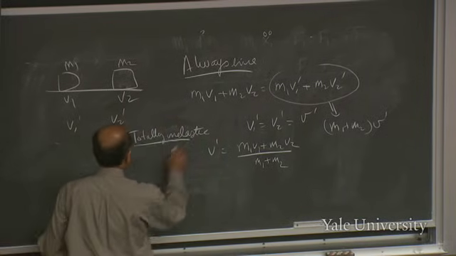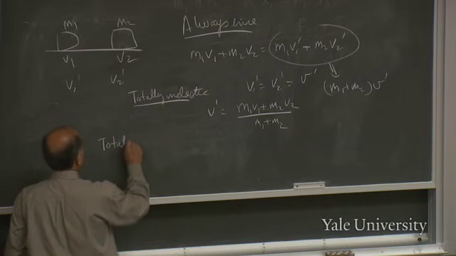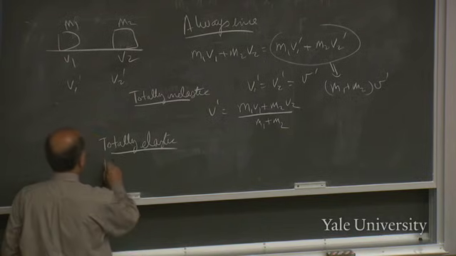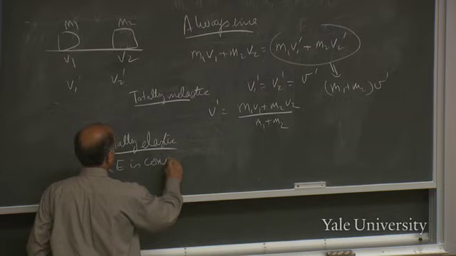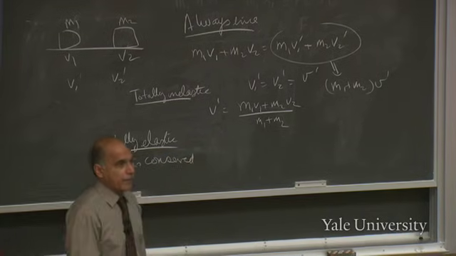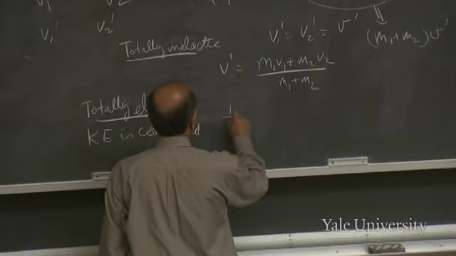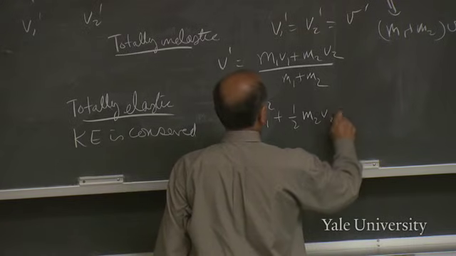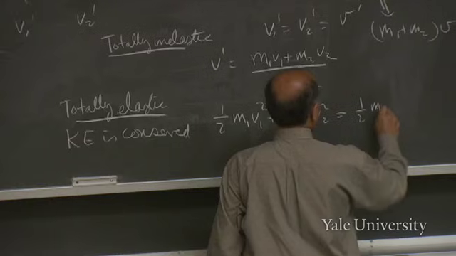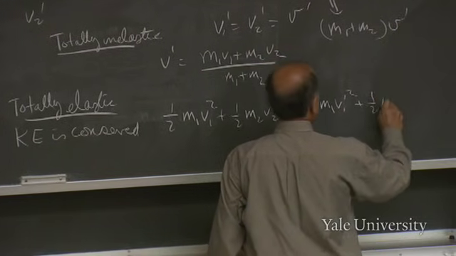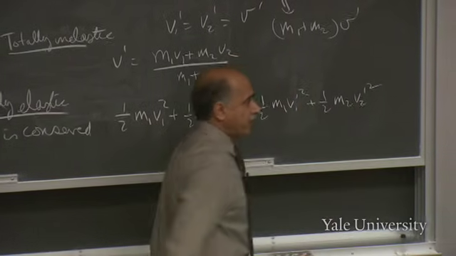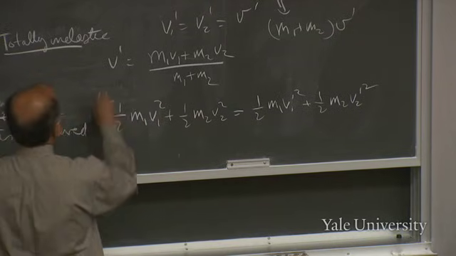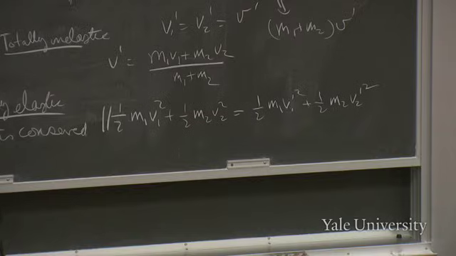That's called totally inelastic. The other category is called totally elastic. In a totally elastic collision, kinetic energy is conserved. That you can write as the following relation involving quadratic things: 1/2 m1 v1 square plus 1/2 m2 v2 square is equal to 1/2 m1 v1 prime square plus 1/2 m2 v2 prime square. You can, it turns out, juggle this equation and that equation and solve for v1 prime and v2 prime.